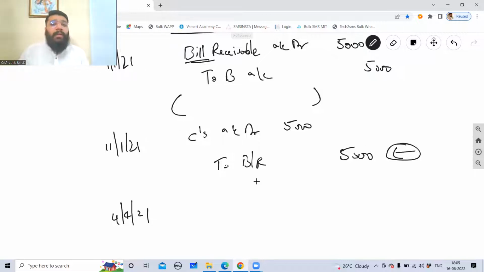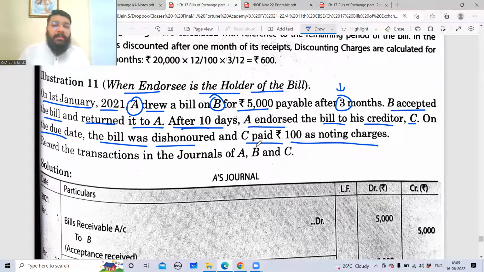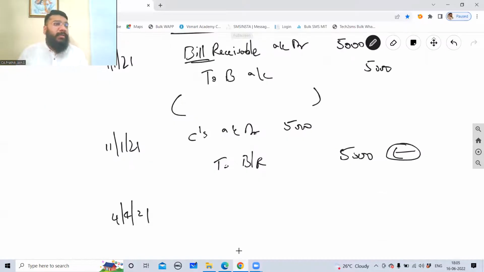So 4/4/21. Now C is coming back. Were any noting charges paid? Yes, C has paid 100 rupees as noting charges. So C will recover this money from A, which means now A has to pay C. So we will recreate the liability. We'll recreate C's creditor account. I'll create the liability to C's account. How much? 5,100. What will be debit?